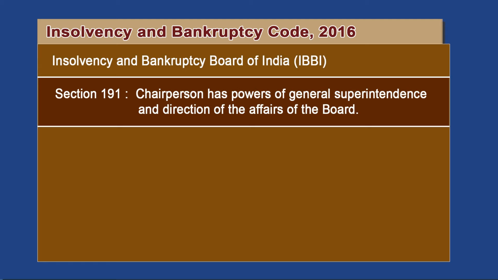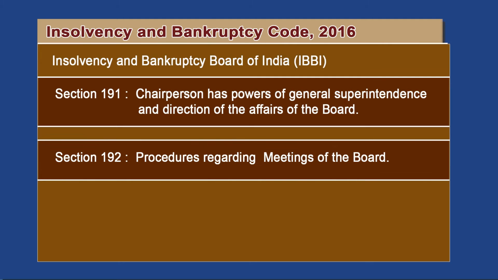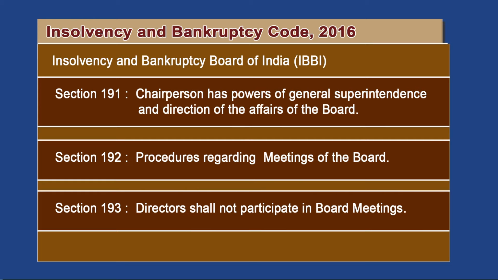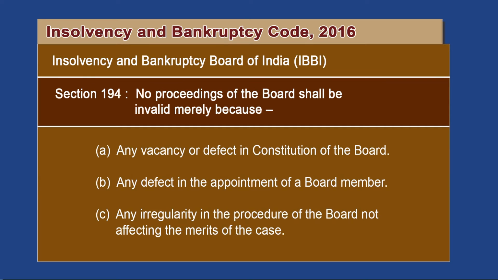Section 191 states that the board chairperson has powers of general superintendence and direction of the affairs of the board, plus other functions delegated by the board. Section 192 deals with the procedures regarding meetings of the board. Section 193 enunciates that an interested director shall not participate in board meetings. As per section 194, no proceedings of the board shall be invalidated merely because of any vacancy or defect in the constitution of the board, or any defect in the appointment of a board member, or any irregularity in the procedure of the board not affecting the merits of the case.